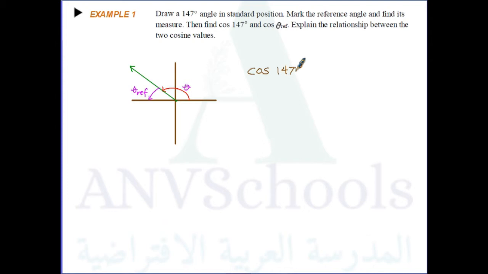So if our theta is 147 degrees, what is our reference angle? Since it's the positive acute angle, our theta ref is equal to 180 degrees minus 147 degrees, and this is equal to 33 degrees. So theta ref is 33 degrees.